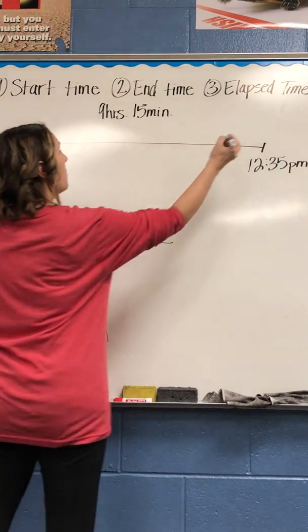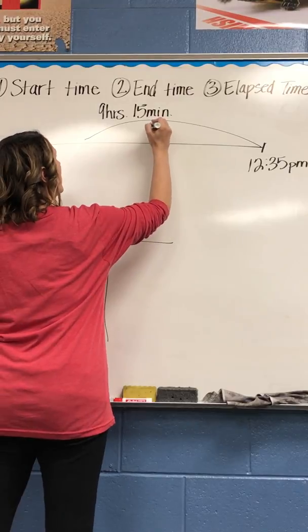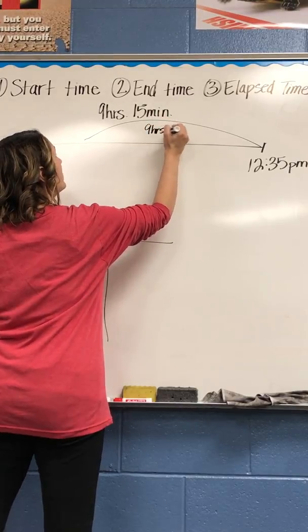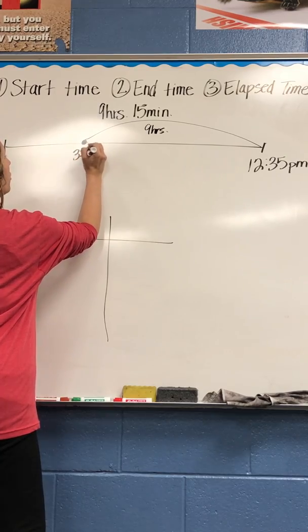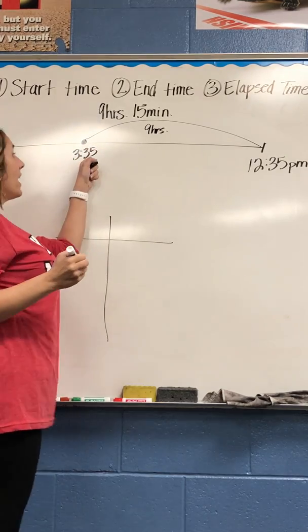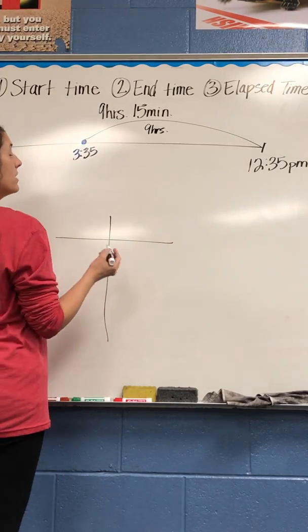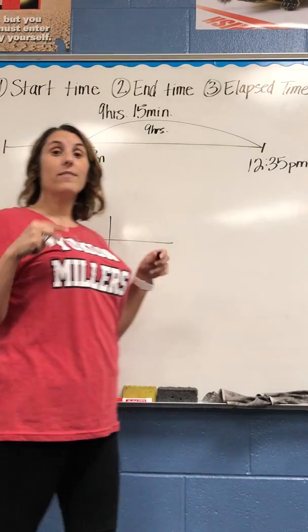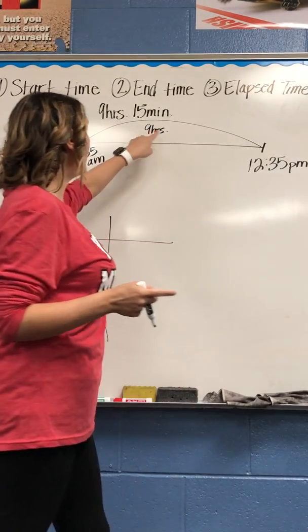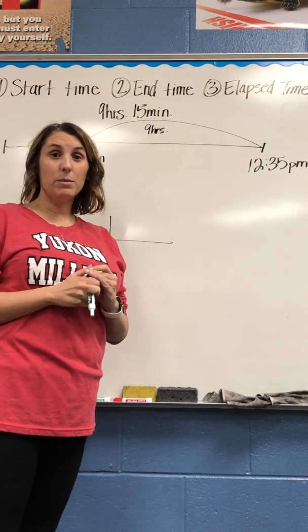If I jump back the 9 hours that I'm supposed to go, I'm going to label that as 9 hours. I went all the way back to 3:35. And now this is actually 3:35 AM. We went from PM in the afternoon to AM. But that's not all I had to jump back. I also had to jump back 15 minutes.